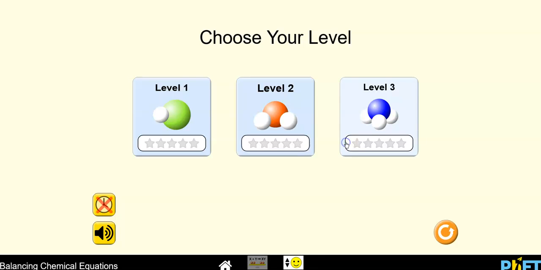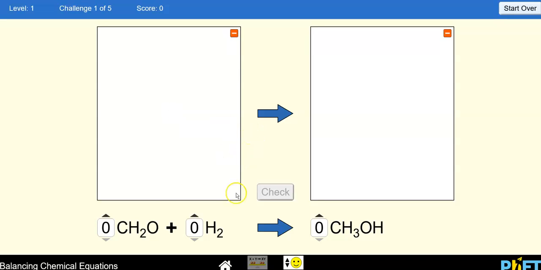If I click on the game, there are a couple of different levels, so you can build up your skill if you want to play the game. And we've got a reaction here, CH2O plus H2, and over here we're making CH3OH. Looking at that, let's go to 1 here, that's 1 carbon. I would also want 1 carbon on this side, so I'll need 1 of that molecule. Now let's see if we can fix this just by changing the hydrogen.